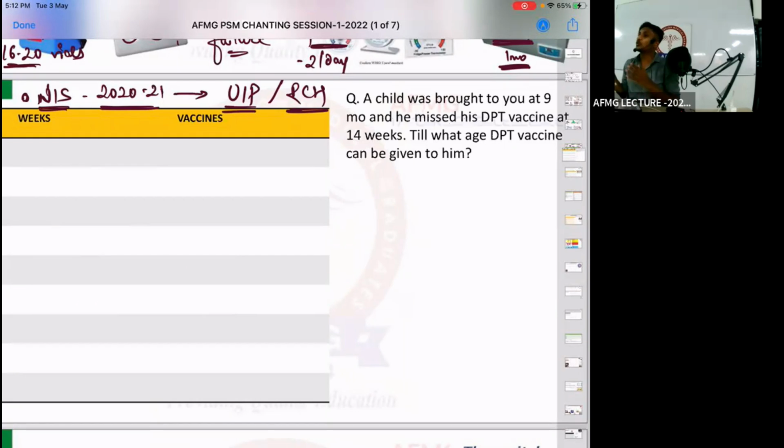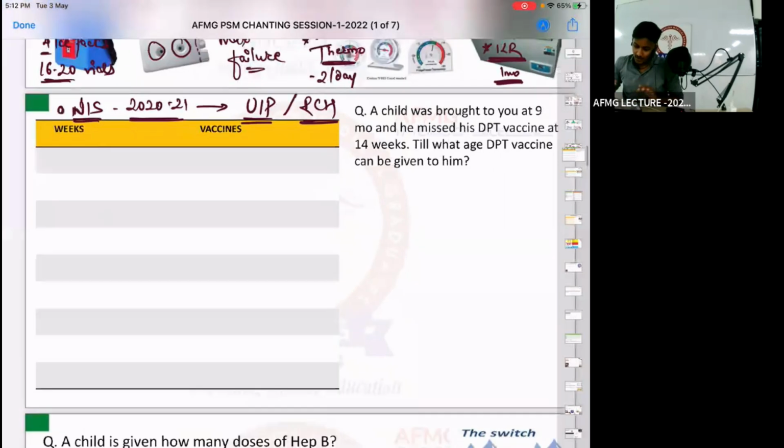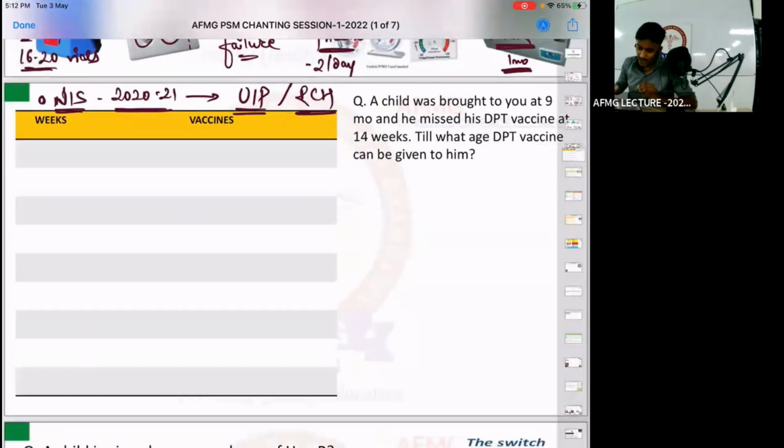No issues with this, क्योंकि इसमें pregnancy भी cover होती है, adolescence भी cover होता है, children भी cover होते हैं. Now talking about NIS, okay? So first vaccine is given at birth. Which three vaccines are given at birth? BCG, OPV का which dose? 0 dose. And hepatitis B का which dose? Birth dose. No issues with this. So 3 vaccines given at birth.